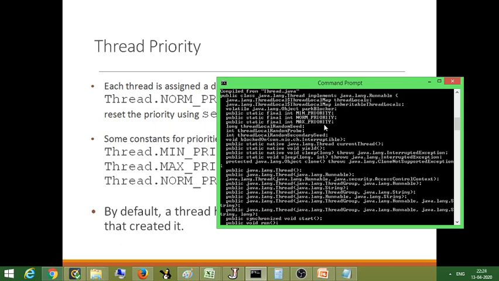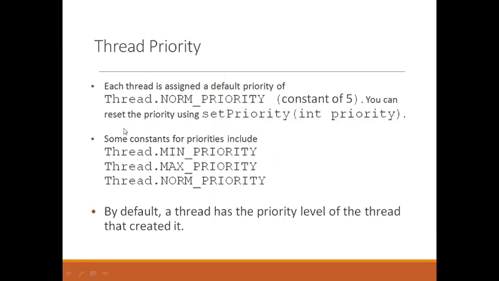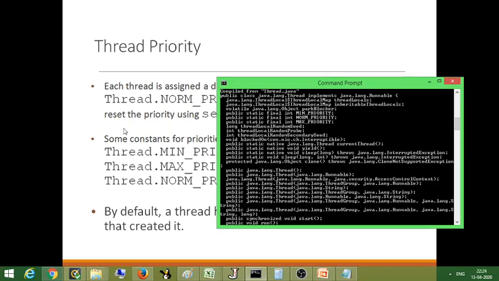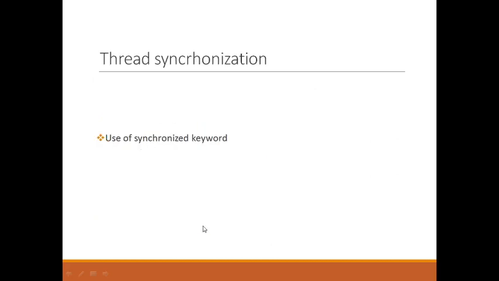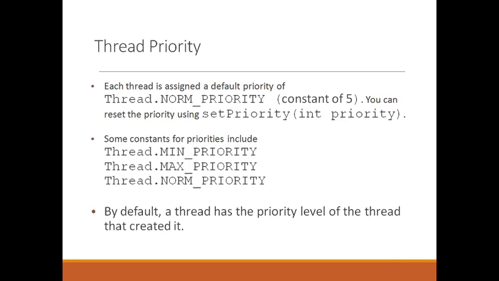So these are written in capital letters, and here I have written Thread.NORM_PRIORITY because these are static final. Static means you need to call them by the class name and the variable name. So here I have called Thread.NORM_PRIORITY, Thread.MIN_PRIORITY, Thread.MAX_PRIORITY, like this. Okay, and now I am going to write one program for setting the priority.